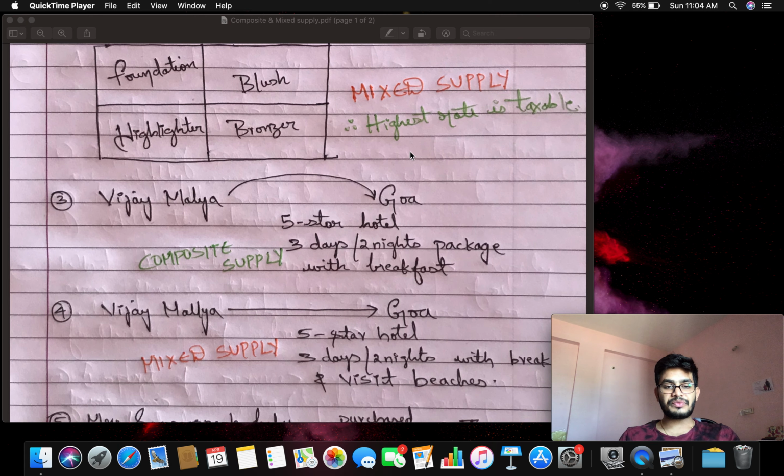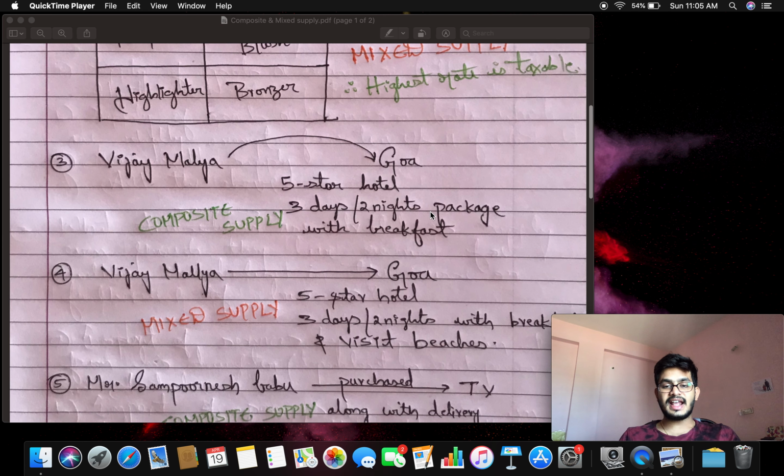In the third scenario, Vijay Mallya is traveling to Goa. In Goa, he has booked a 5-star hotel for 3 days and 2 nights. Along with the package, he is getting breakfast as complimentary. Whether it is a composite supply or mixed supply, obviously it is a composite supply. Why? It is naturally bundled. This breakfast is naturally bundled. If it is naturally bundled, it is a composite supply.